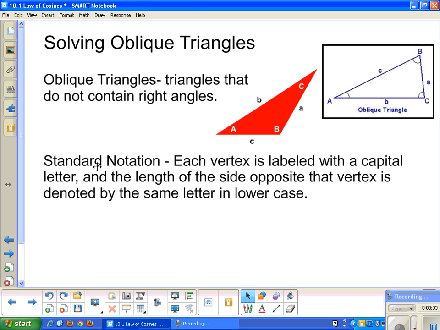An oblique triangle, remember, is a triangle that does not contain a right angle. Here are some examples of oblique triangles. Another thing we need to talk about is our standard notation. Each vertex is labeled with a capital letter, and the length of the side opposite that vertex is denoted by the same letter in lowercase. So this is a capital B, so the opposite side is lowercase b. If this is A, then opposite that is lowercase a, and the same thing for C. That's how you label your triangles.